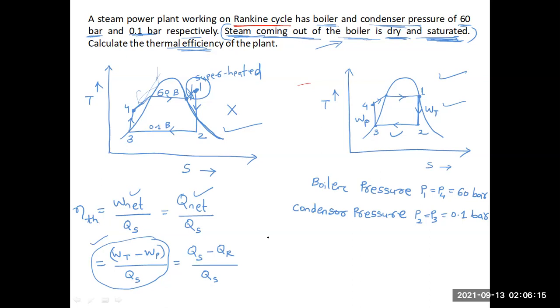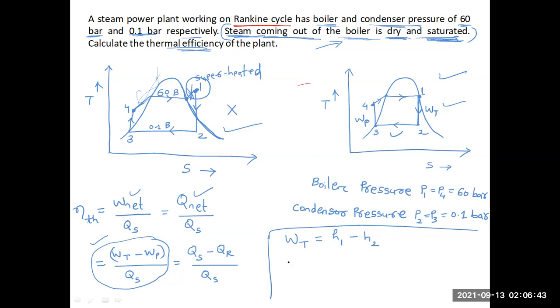Now, how to calculate turbine work? Here, one by one, I will write. Turbine work, WT. Which process indicates the turbine? Process 1 to process 2. This indicates the turbine work. So at point 1, suppose enthalpy is H1, and at point 2, suppose enthalpy is H2. So net turbine work is H1 minus H2.